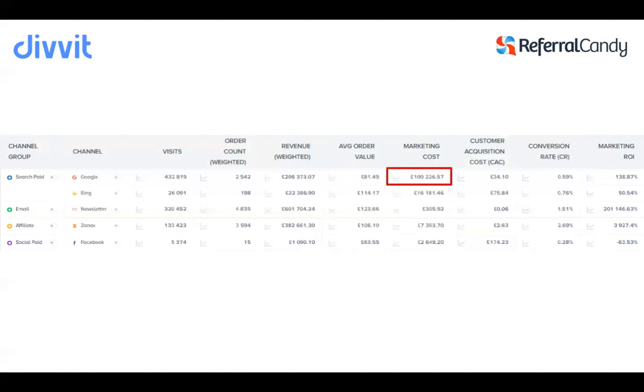Now, the second thing that really jumps out at me is the marketing cost for Google AdWords, which is significantly higher than any other marketing spend in any other channel.